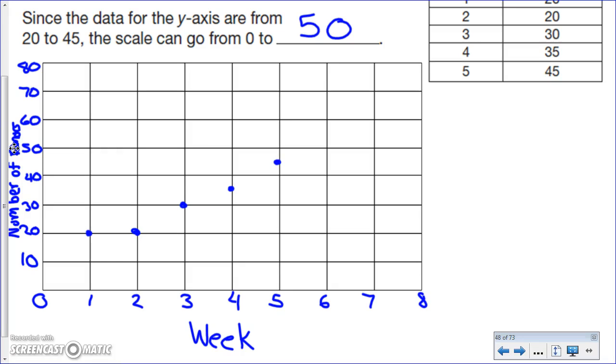Now we're going to connect the dots using a ruler so we get a straight line between each point. After connecting each of your dots with a ruler, we need to give our graph a title. In this case, we're going to use the title from our chart, which is blood drive.